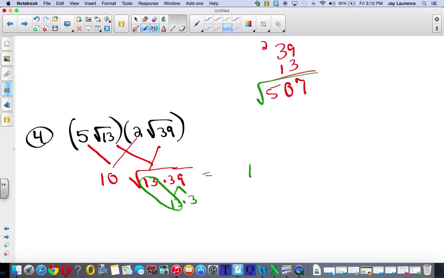So I'm going to have a 10 out front, right, from here. I'm going to have a 13 out front, right there. And then left inside is just going to be a plain old 3. 10 times 13, 130 rad 3.